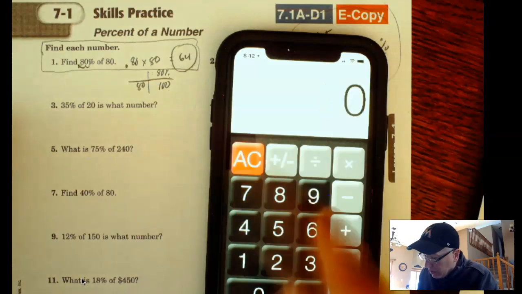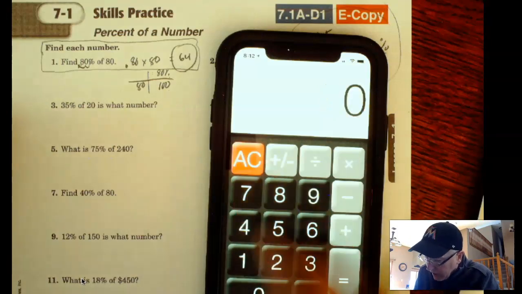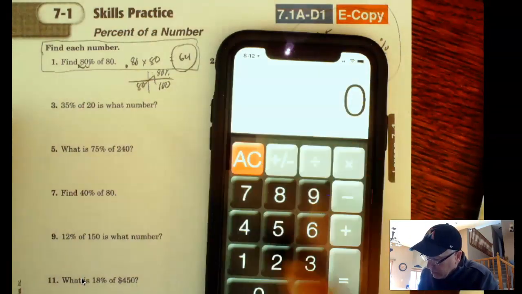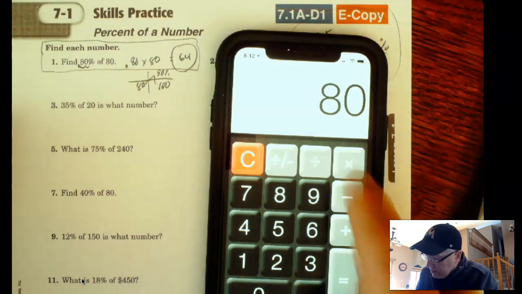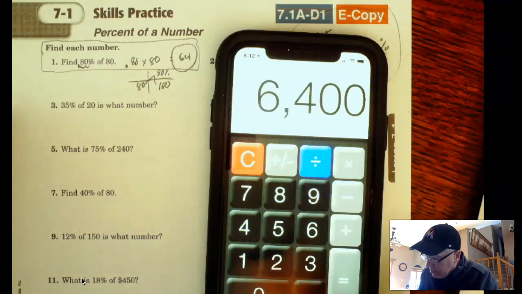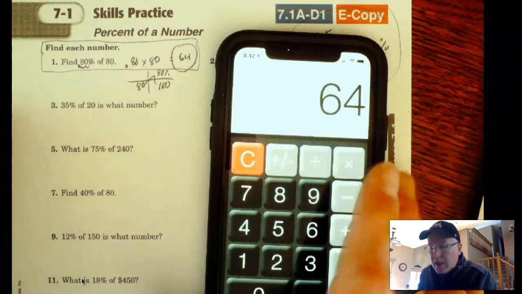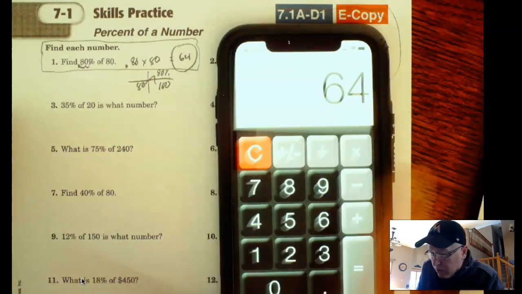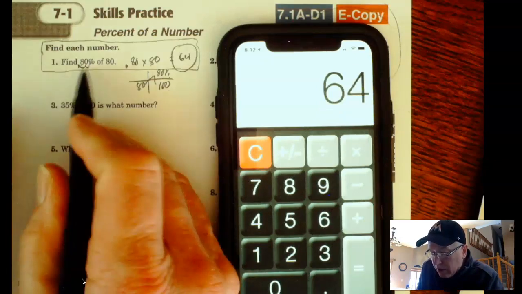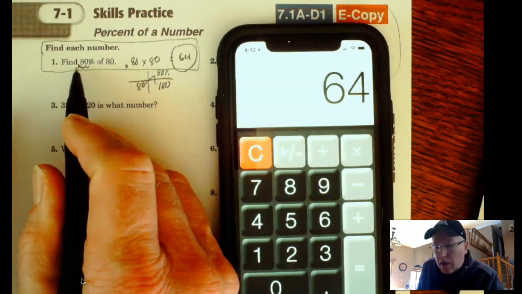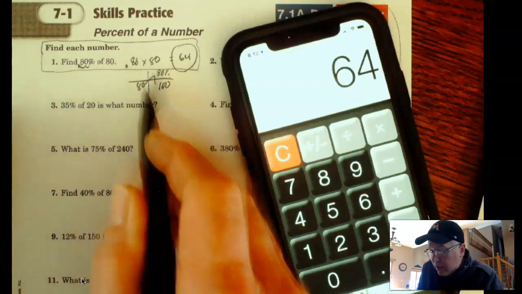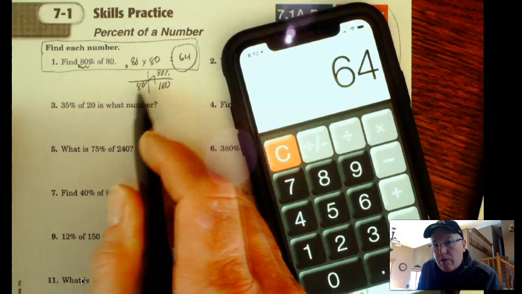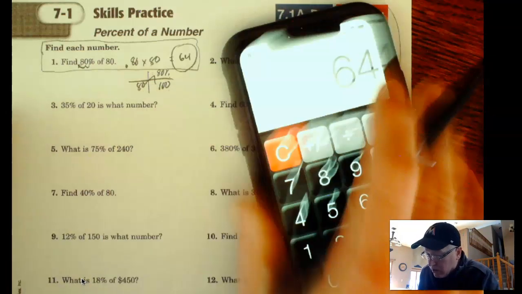Put my calculator here. So we're going to multiply diagonally and then divide. So 80 times 80 divided by 100 equals 64. And really you're doing the same thing, because when you move the decimal over here two places, you're dividing by 100. So in this case we divided by 100 and then we multiplied. In this case down here we multiplied and then divided by 100. So you end up with the same answer.